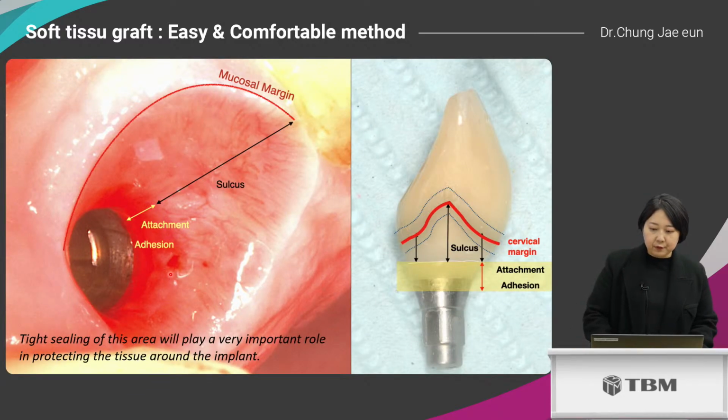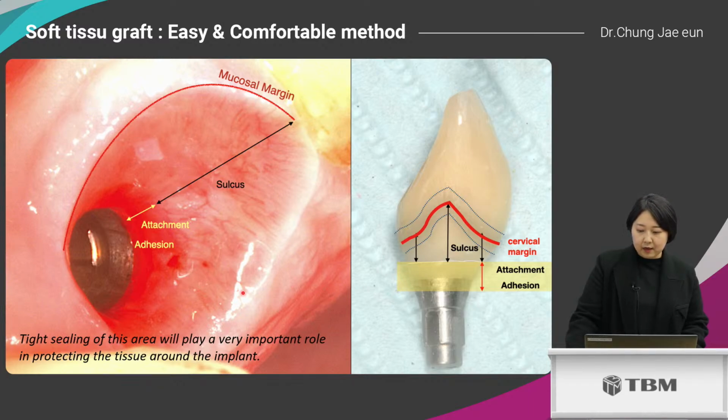This is a view of soft tissue attachment at the implant with the abutment removed. The connective tissue attachment or adhesion site is here in the red area, and the pink area is the circular epithelium part. I think the tight sealing of this area will play a very important role in protecting the tissue around the implant from outside.